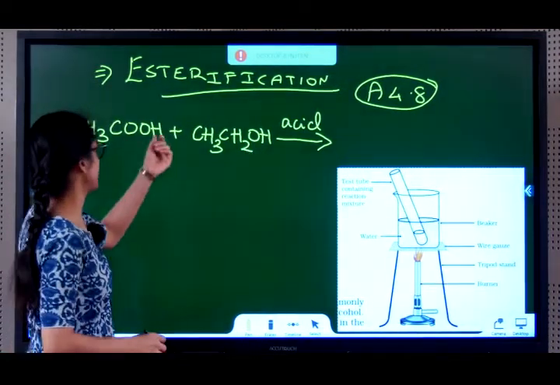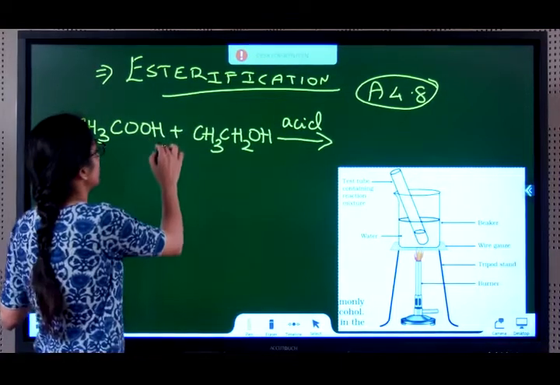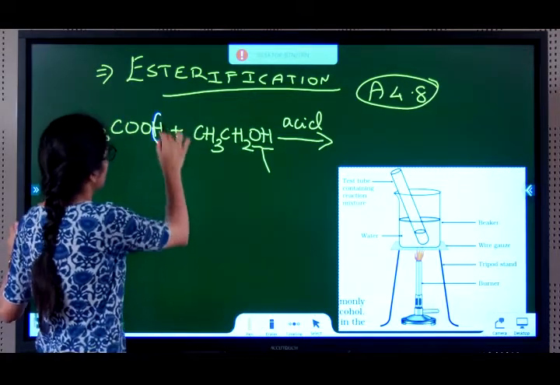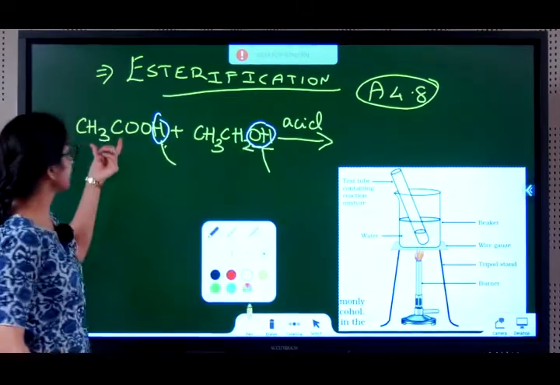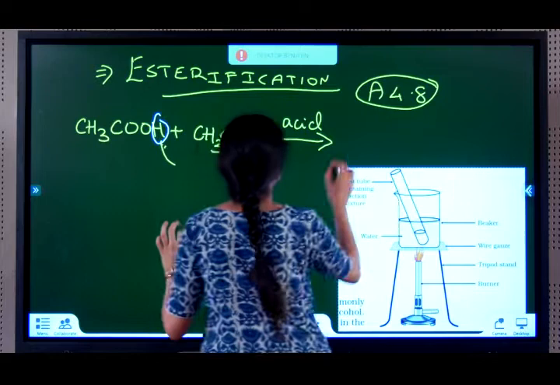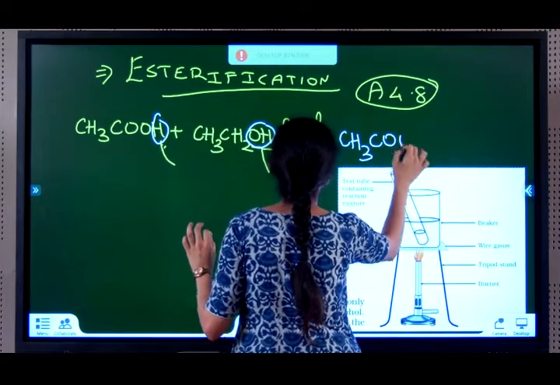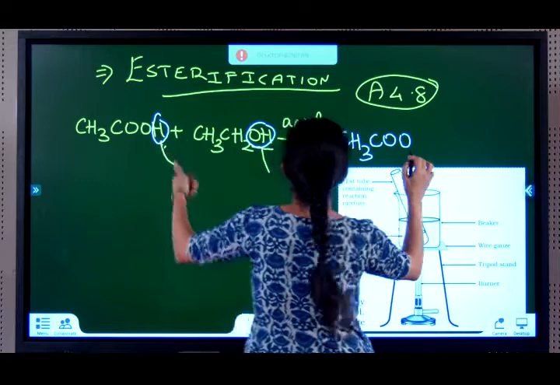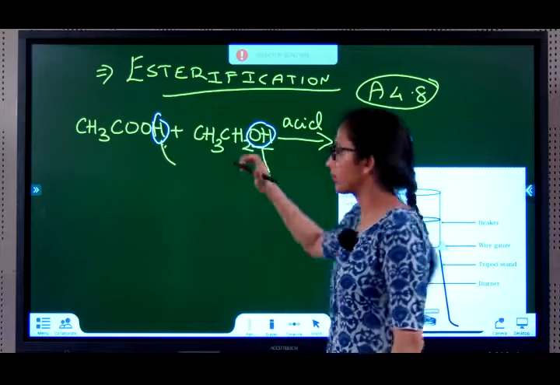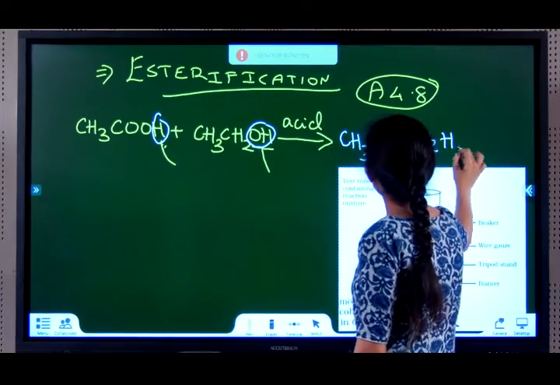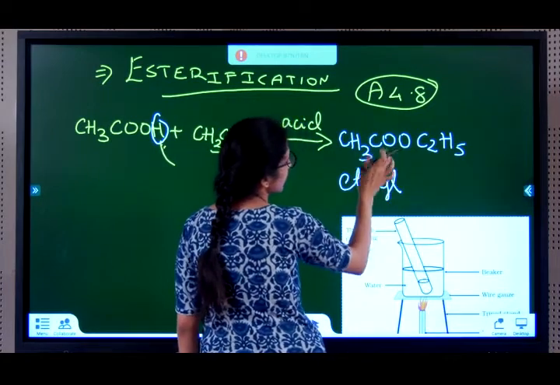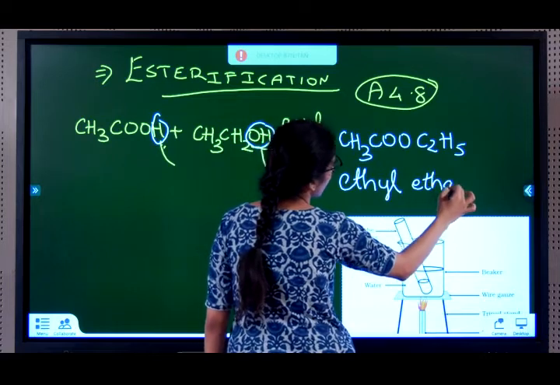So what is happening here? Acid, a dehydrating agent, removes H from here. It removes H and here it removes OH. So this group becomes CH3COO, referred to as ethanoate. And here the ethyl group goes and sits there. Why? Because the C here needs one more bond. Here also the C needs one bond. They both combine. So C2H5. C2H5 is ethyl. CH3COO is ethanoate. Ethyl ethanoate.